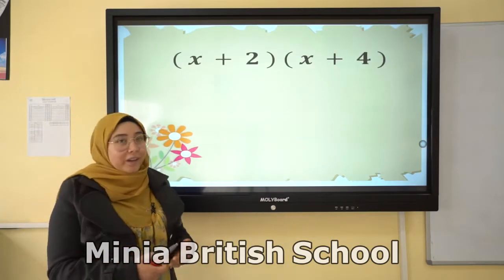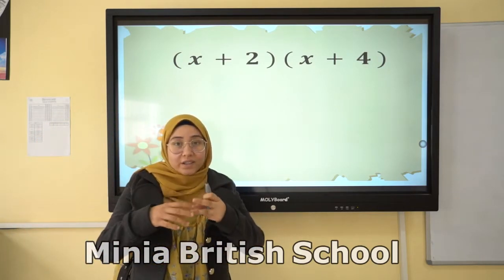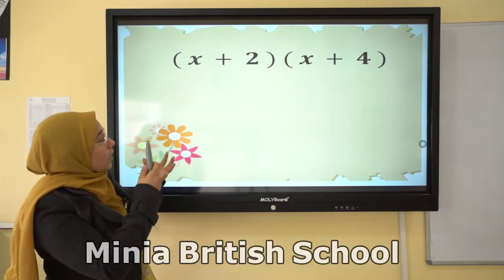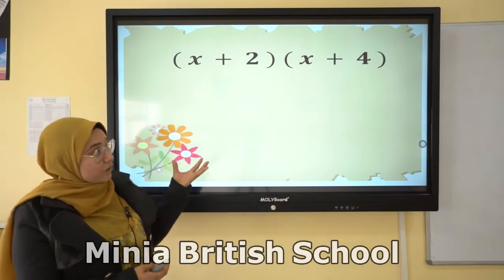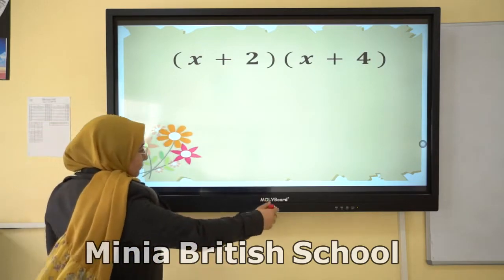Here, multiplying x plus 2 and x plus 4 together is called expanding. Called what? Expanding. And we can multiply them with the inspection method, like here.